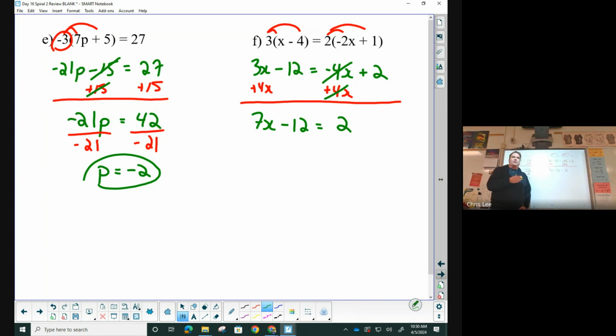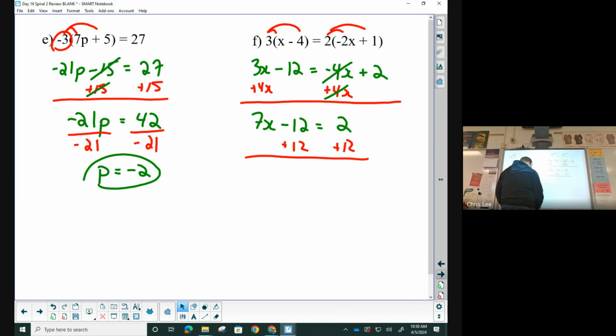What type of equation do I have? Our favorite equation. Inverse operations. Do what? Plus 12. Plus 12. 7x equals 14.